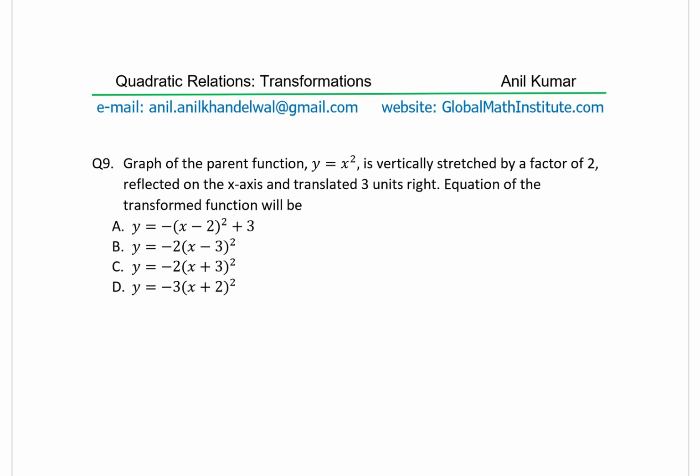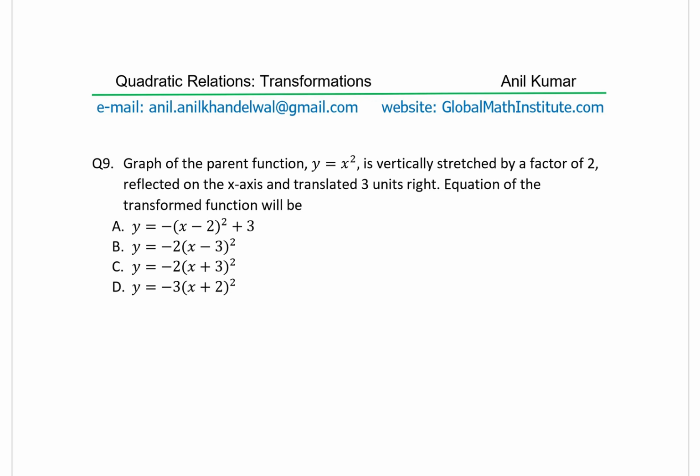The graph of the parent function y equals x squared is vertically stretched by a factor of 2, reflected on the x-axis and translated 3 units right. The equation of the transformed function will be which one of these? So you have to now incorporate reflection, vertical stretch, and translation. Get your answer, right? I'll just wait for a minute for you.